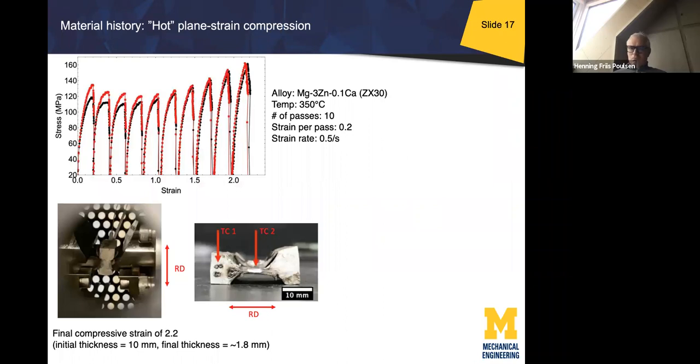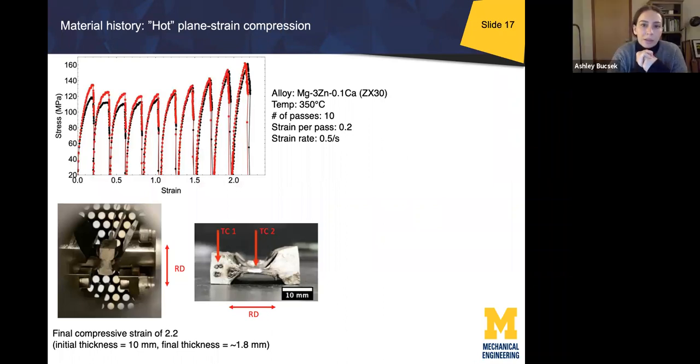So this is what we wanted to study. And we chose this ZX30 alloy because it has that special composition where we see these weaker textures form with annealing. The material history: we put it in what's called a Gleeble machine. And this puts it through plane strain compression, which sort of simulates rolling in a lab setting. And this was done at 350 degrees C. We did 10 passes with a reduction of thickness of 2.2, or a compressive strain of 2.2.